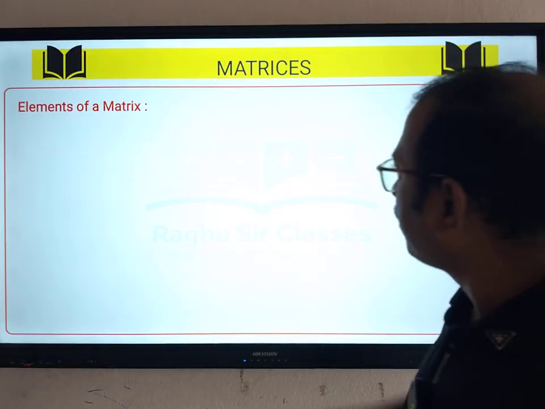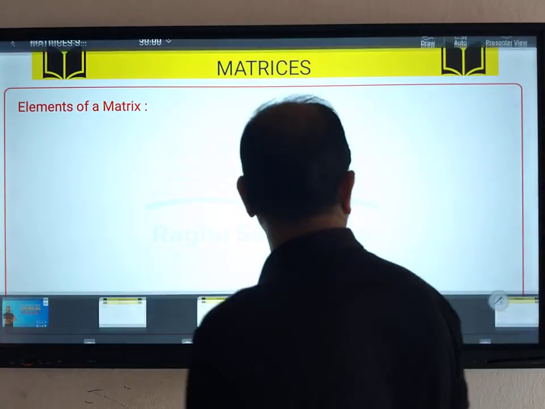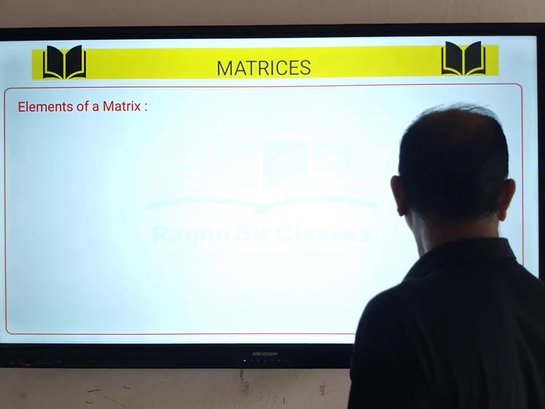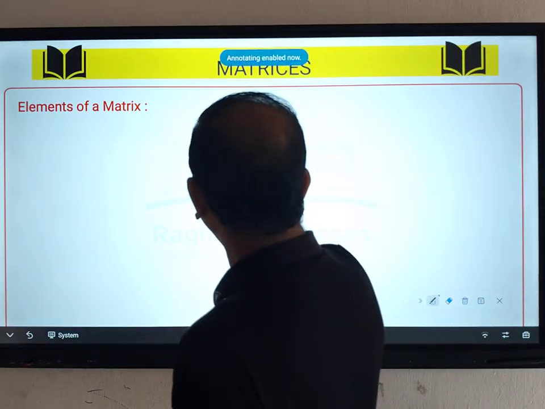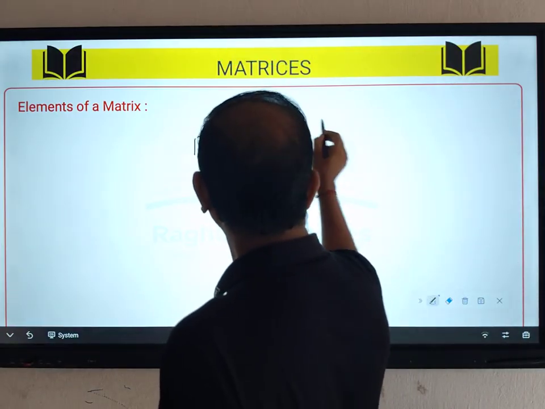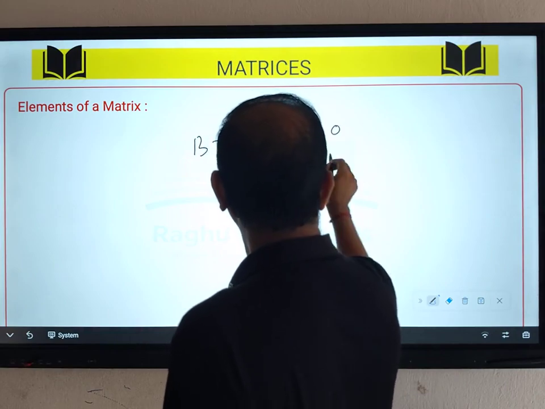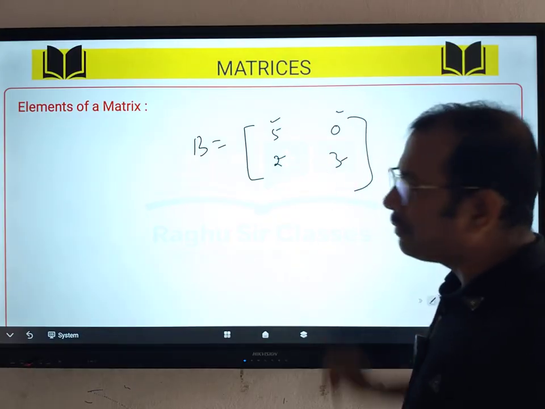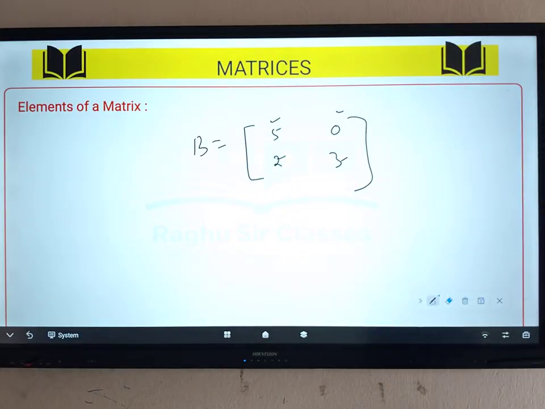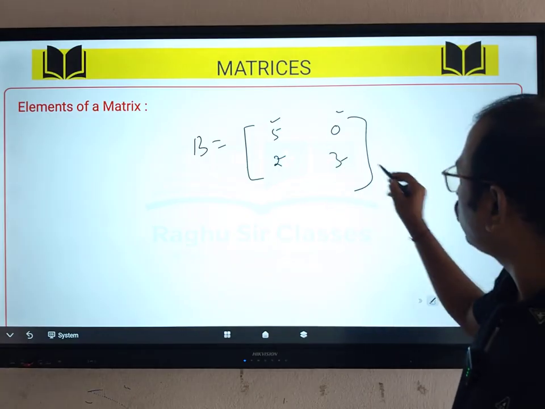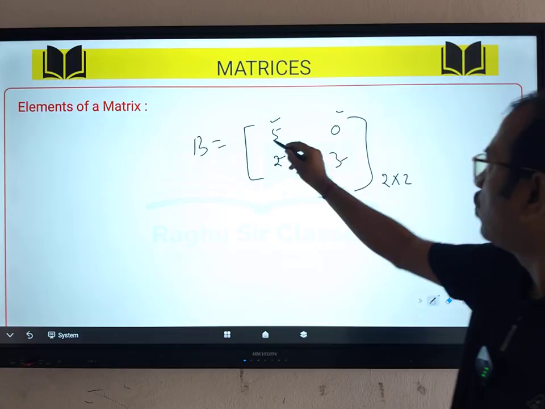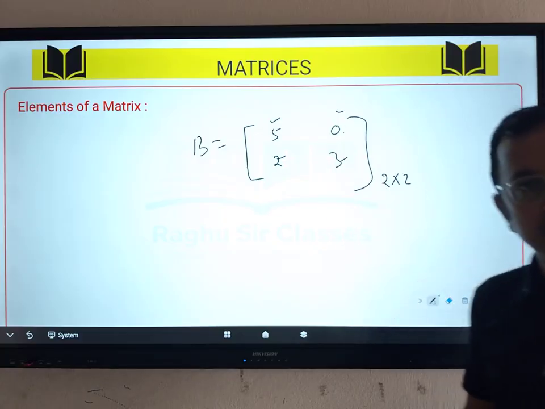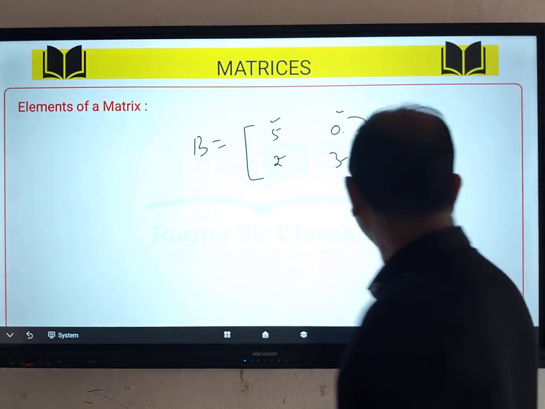Elements of the matrix. Suppose B is a matrix. It is given 5 0 2 3. These are the elements of the matrix. So how many elements are here? Here 2 rows and 2 columns, so 4 elements. 1 2 3 4 elements. Is the concept clear? Next question.